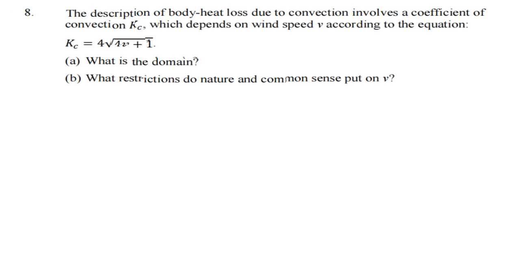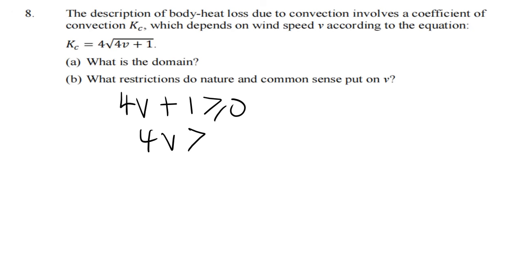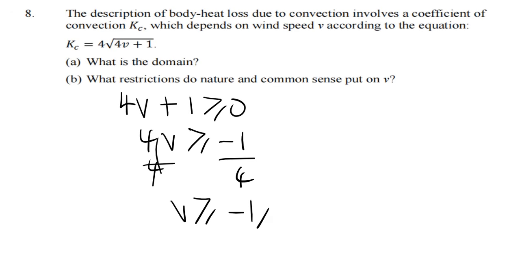Alright, you know that in the root we never want to have a negative. So get that expression. That's what you are going to use to find the domain. This should be greater than or equal to 0 because you don't want a negative there. So now what do we do? So 4v is greater than or equal to -1. So when I divide by 4 on both sides, our v should be greater than or equal to -1 over 4.